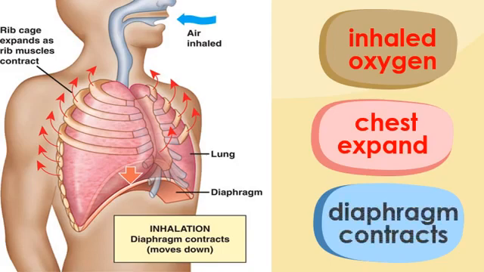And next is diaphragm contracts. Again, let's read. Diaphragm contracts. So the contraction of the diaphragm pulls the cavity down. As you can see in this illustration, this will happen when you inhale. So air is inhaled and then the rib cage expands as the rib muscles contract and the diaphragm contracts. The combined action of these muscles makes the chest cavity larger.